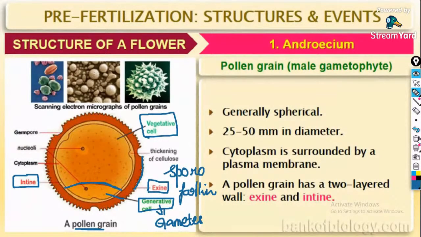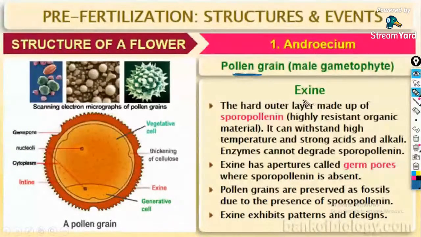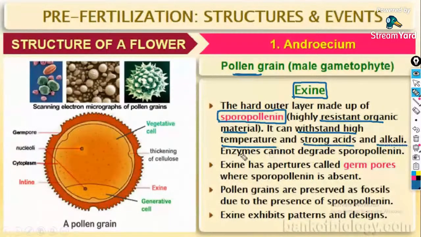Yes. Next one. The pollen grain is the male gametophyte, and we are going to discuss the outermost layer, that is the exine. The exine is a hard outer layer made up of sporopollenin, which is a highly resistant organic material that can withstand high temperature, strong acid, alkali, and enzymes. So sporopollenin is a very hard layer covering the pollen grain, which helps it withstand high temperature, strong acids and alkalis, and enzymes even.